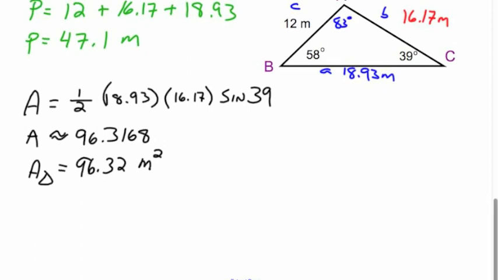So that's how we use the sine rule to help us find missing sides and angles, and then to build into area and perimeter. Hope that helped. We'll talk to you soon.